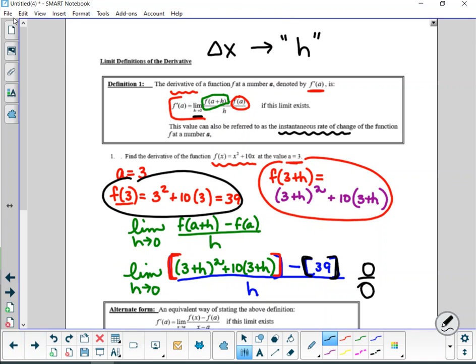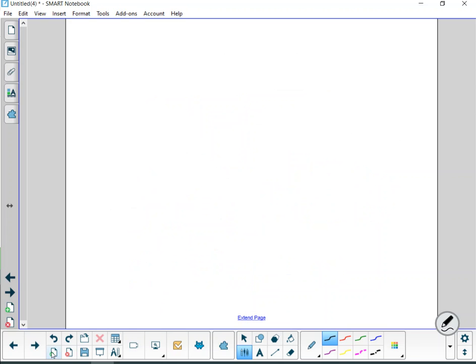Okay, questions at this point? Probably the biggest question is when you look at that, you're like, could I do that myself? Right? Not yet. But let's try another one. So let's go find yourself a clean little space or a separate sheet of paper. Let's say f of x.